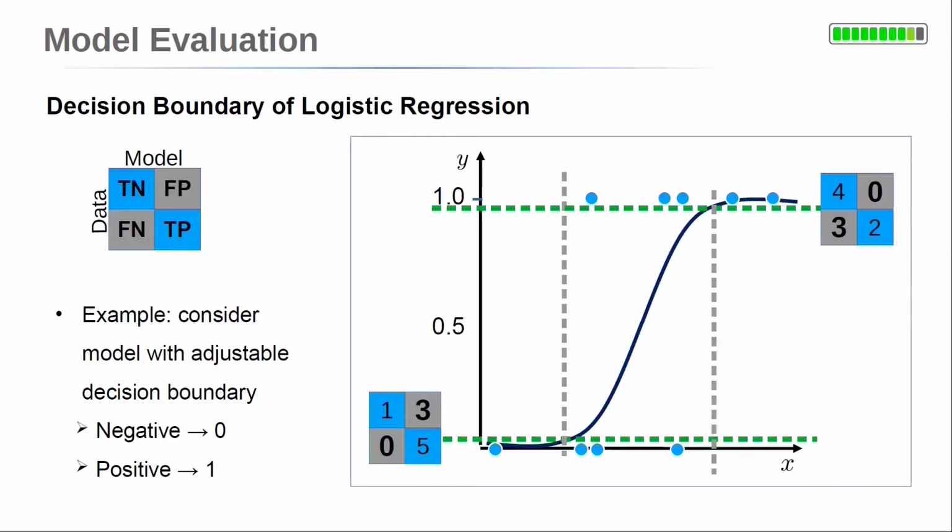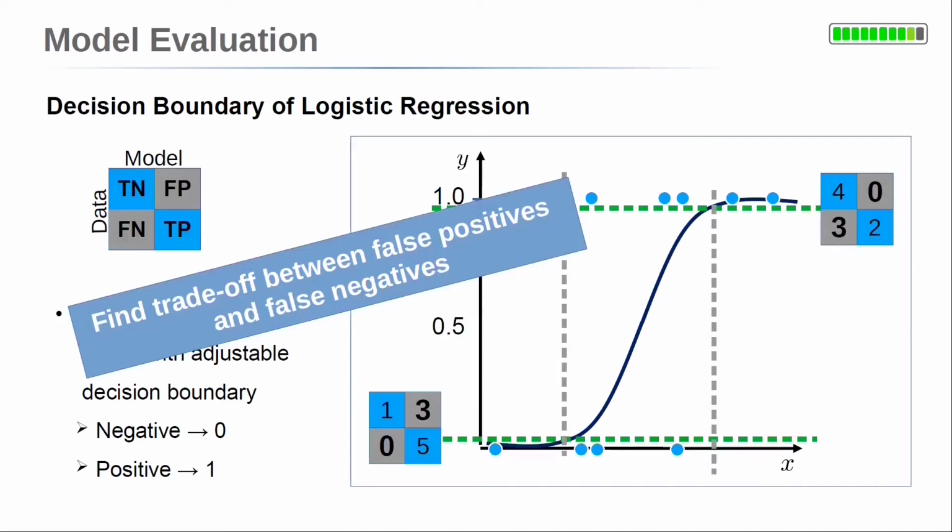By adjusting the decision boundary, you can get very different model predictions. You have to find the right trade-off for your needs. A model which always predicts positive will have a lot of false positives but no false negatives. On the other hand, a model which always predicts negative will have a lot of false negatives. To find the trade-off, different measures of model quality can be introduced.